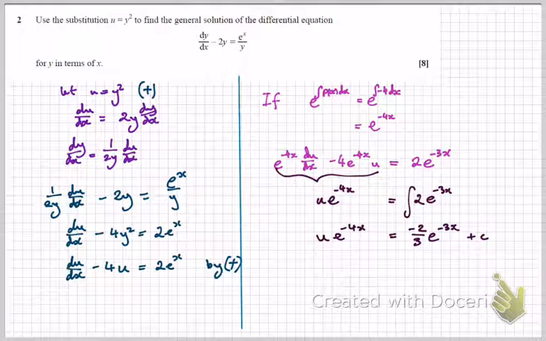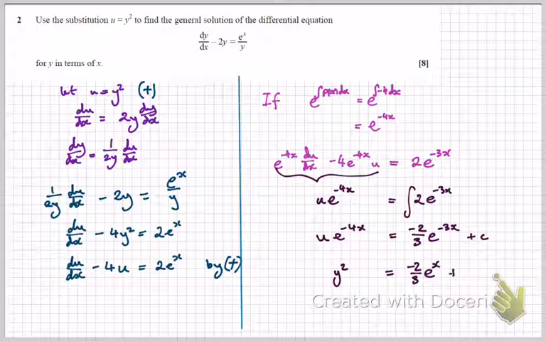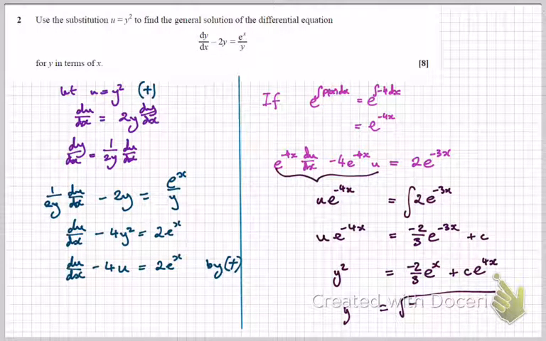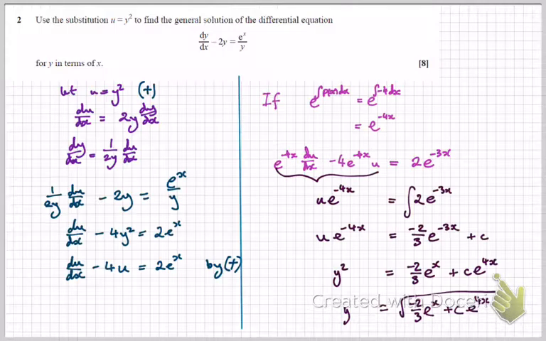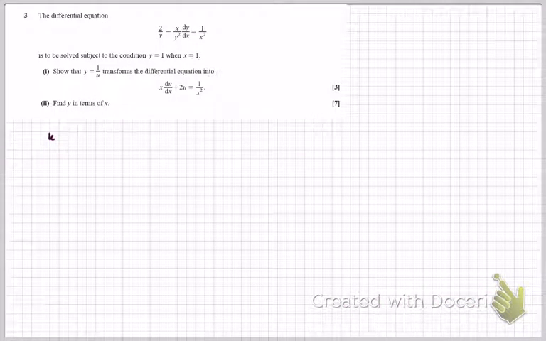Our goal is now to put y back in, and then times through by e to the 4x to give us the following. And then square root to get y on its own. And this is the final answer. Let's just go back. So y is equal to the square root of negative 2/3 e to the x plus a constant times e to the 4x.